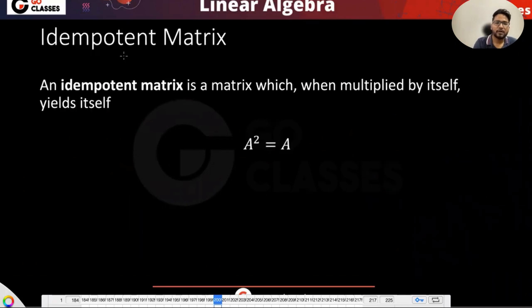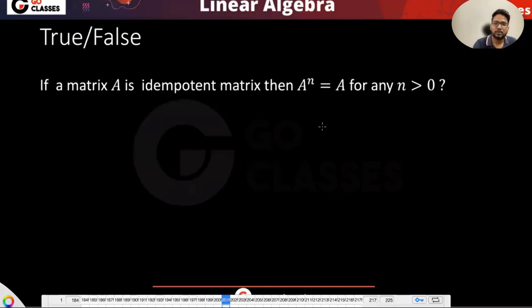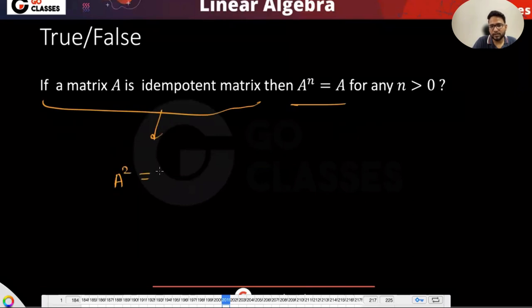Okay. So there is another matrix. The definition is idempotent matrix. It says that if A square is equal to A, then we call this matrix an idempotent matrix, which means if you multiply the matrix by itself, we get the same matrix. So let's see if this is true or false. If a matrix is idempotent, then A power N also. This is given that the matrix is idempotent, which means A square is equal to A. Then can you say that any power is also equal to A?